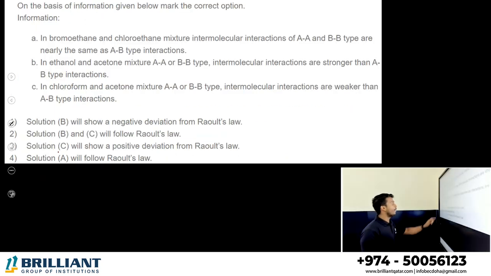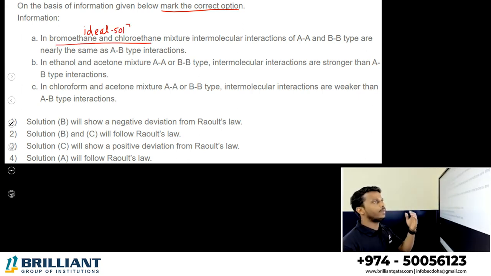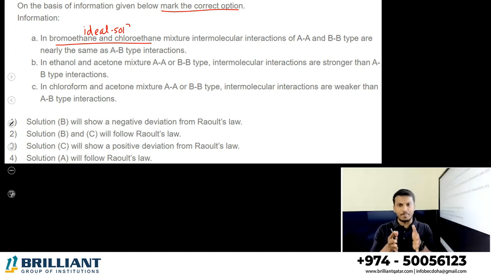Next one. On the basis of information given below, mark the correct option. Option A. In bromoethane and chloroethane, we studied bromoethane and chloroethane as an example of ideal solution. Intermolecular forces AA, BB type are nearly the same as AB type. Yes or no? Yes, in ideal solution, solvent-solute interaction is approximately equal to solvent-solvent, solute-solute interaction. Yes, it is a correct statement.